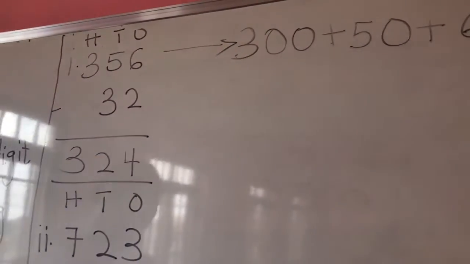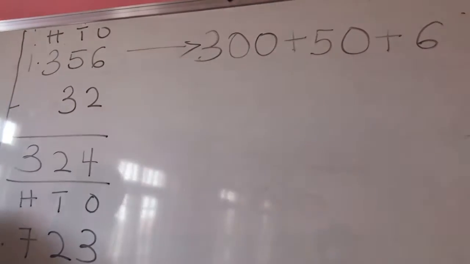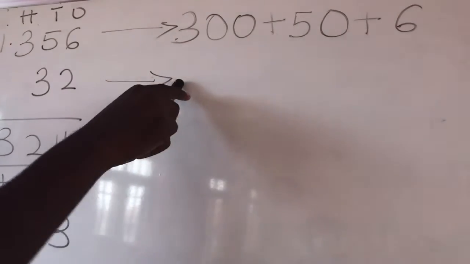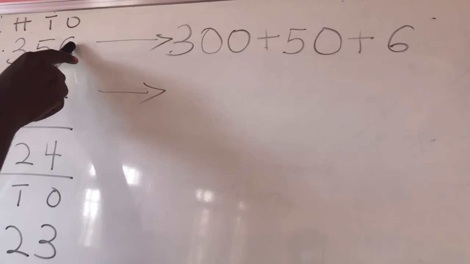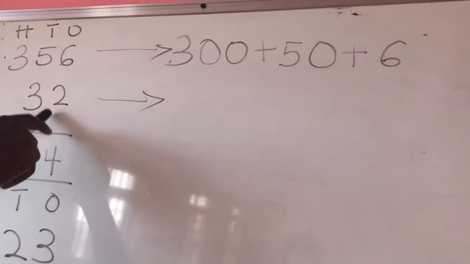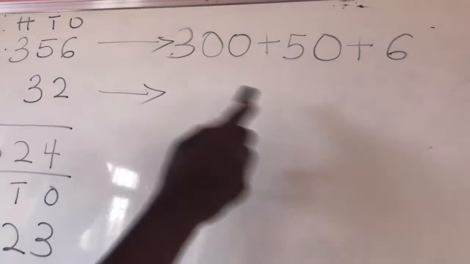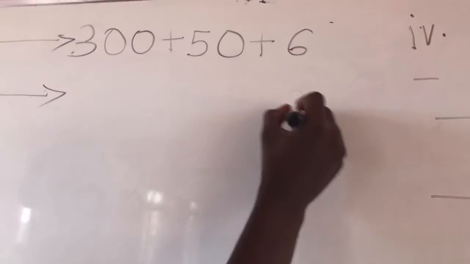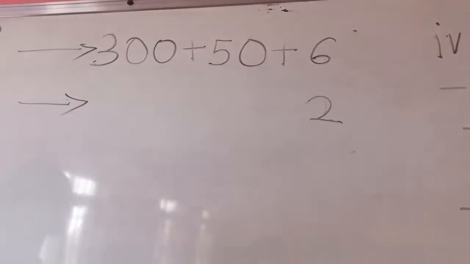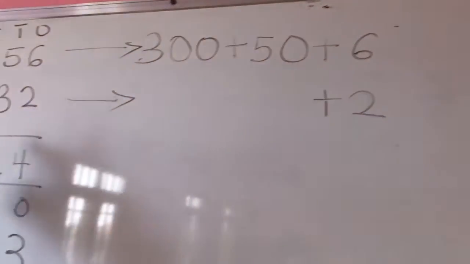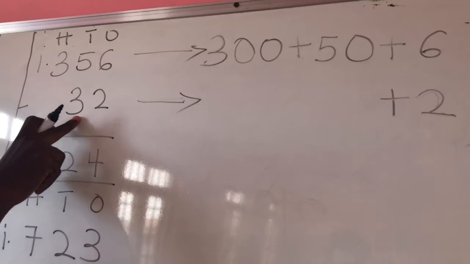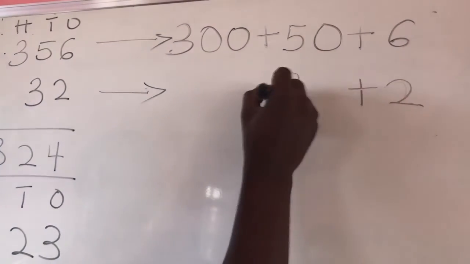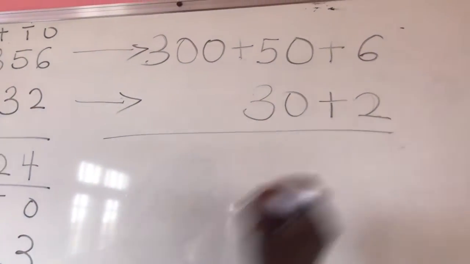Let's look at the next one. We have 32. We have to expand 32. Where are we expanding from? Are we going to start from this place? No. Look at where this is. We have 6 here and we have 2 here. So we can't write this 3 here. We are going to start from the back. The first one is 2, and then we have plus. After the 2, you have 3, and how many numbers do you have behind the 3? Just 1. So you write 30.